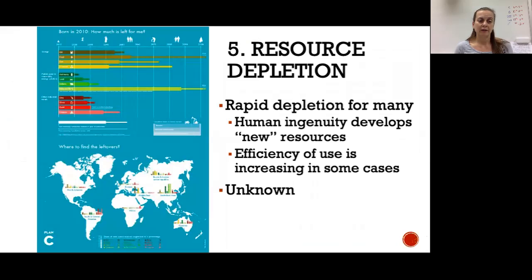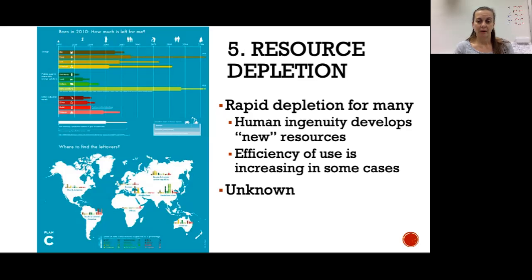And so we have this sort of counterbalance: our resources are being depleted, but our ability to use them more efficiently and our ability to come up with replacements is increasing. And so kind of the future of this one is a little bit unknown as well. So those are the 5 main indicators of sustainability: biological diversity, food production, average global surface temperature and carbon dioxide concentration, human population, and resource depletion.